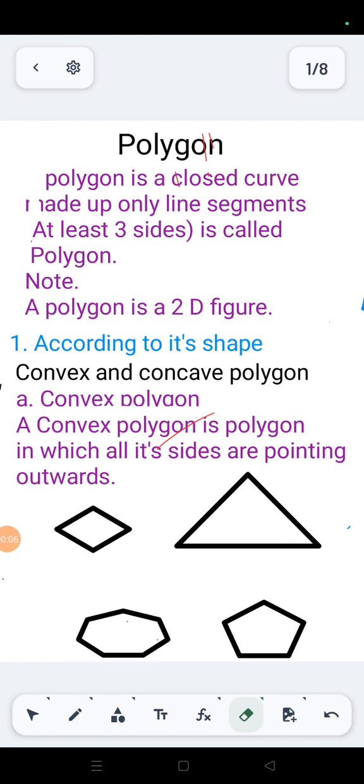So in this video we will discuss the topic polygon. This topic is very important for the class 8th standard. So let's start. Polygon. What is the definition of polygon?